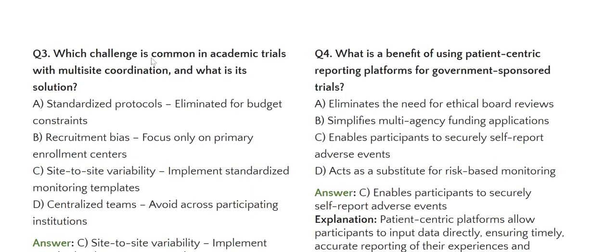Which challenge is common in academic trials with multi-site coordination, and what is its solution? A. Standardized protocols eliminated for budget constraints. B. Recruitment bias, focus only on primary enrollment sites. C. Site-to-site variability, implement standardized monitoring templates or decentralized teams across participating institutions. So definitely the answer is C, as here we are talking about multi-site coordination.